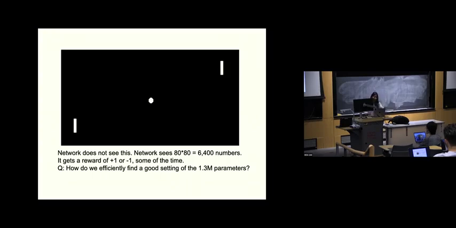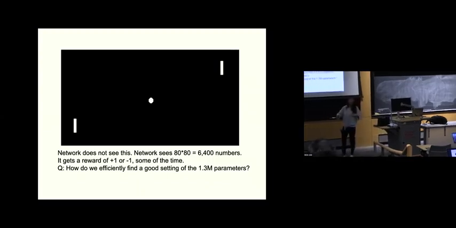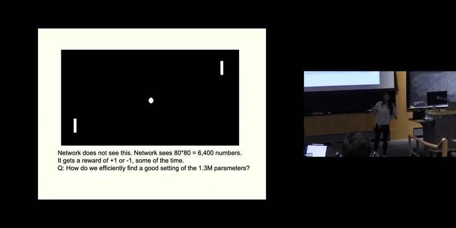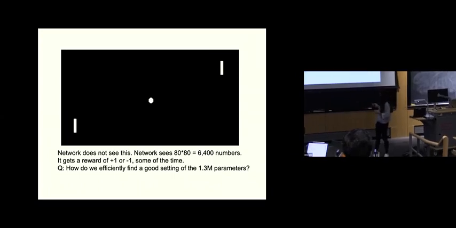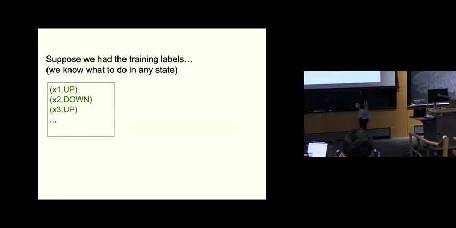So our network doesn't see anything about objects. It only sees those 6,400 numbers. And every now and then it gets some +1, -1. Oftentimes it doesn't get anything because nobody loses, they keep playing. And then it needs to figure out how to place those 1.3 million parameters.